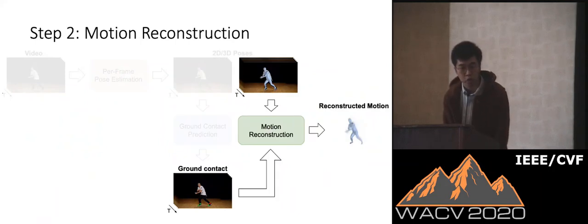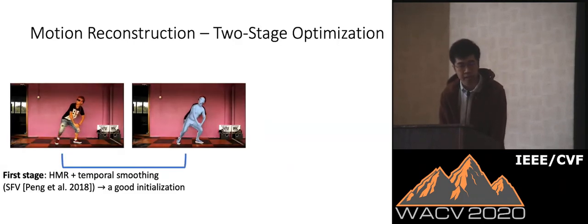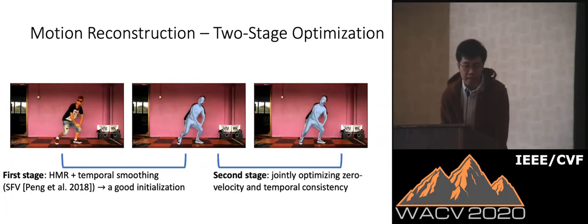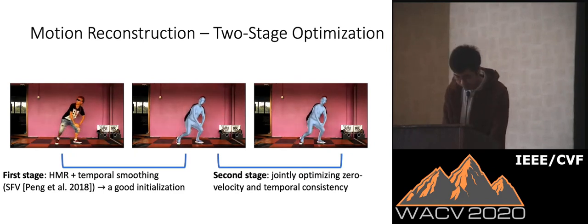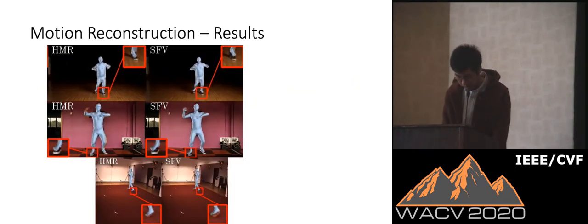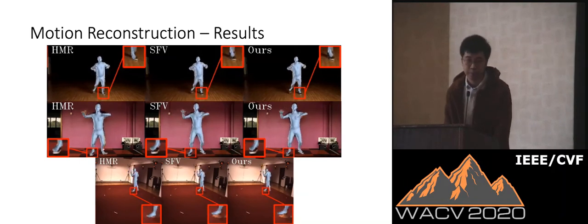Next, we are going to talk about the motion reconstruction. Once we have the ground contact predictions, we can use them for our zero velocity constraint. We adopt a two-stage optimization strategy. In the first stage, we use a temporal smoothing method to get a good initialization. We then add our zero velocity constraint and jointly optimize all the objectives in the second stage. So here are some motion reconstruction results from our system. For the zoom-in regions, we can see that the proposed method indeed mitigates the foot skate artifacts.